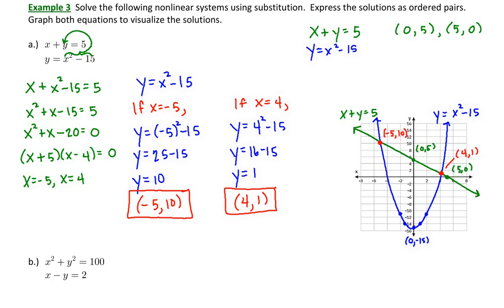Now, you can see one of the disadvantages to trying to solve a system by graphing is you have to be extremely accurate with the way that you plot those points. So really, solving by substitution gives you an algebraically reliable solution. But we can certainly see how our solutions coordinate with the intersection points of those graphs.